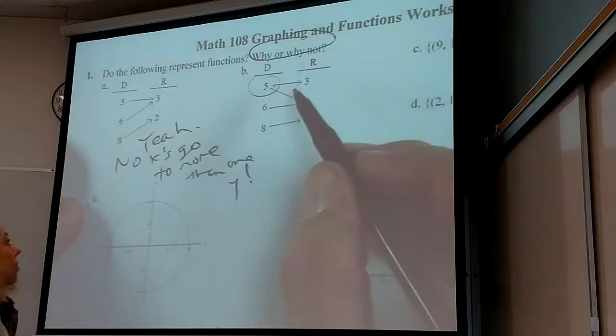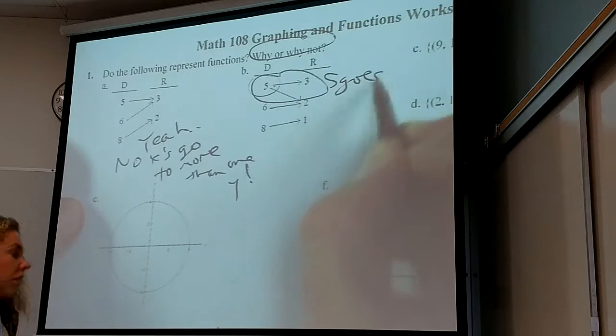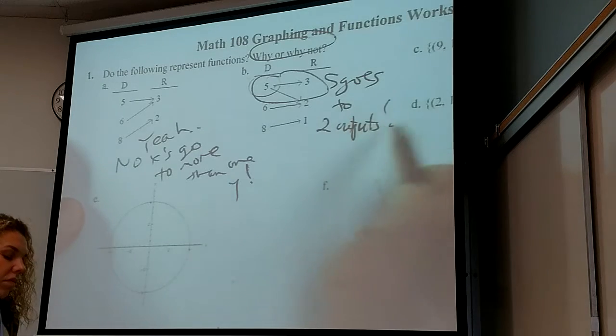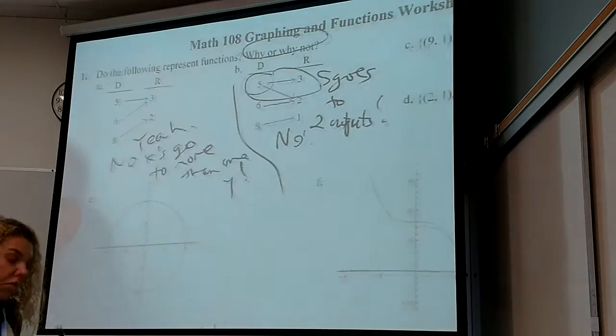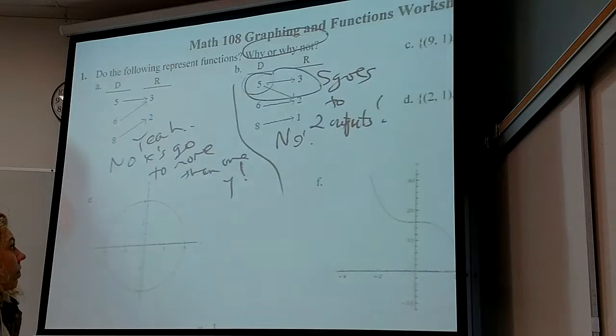Now why is this not a function? You would just say 5 goes to 2 outputs. So this is a no. It's like I'm saying no here. Yeah, okay, yeah, no.